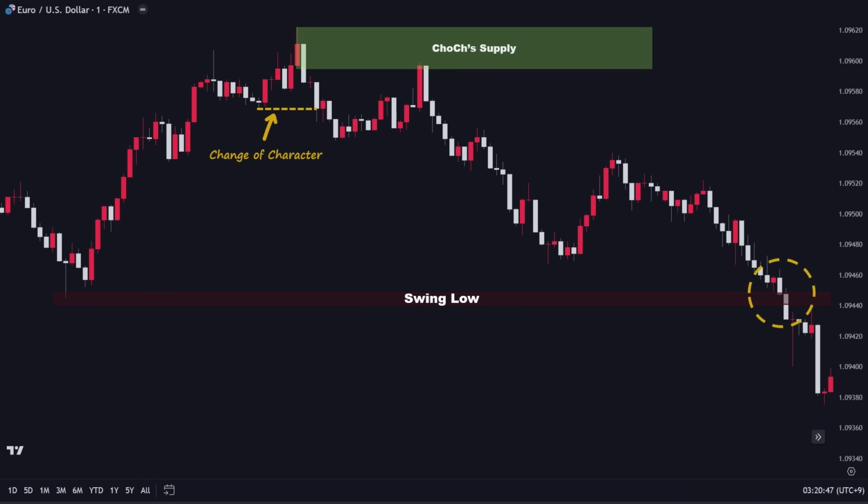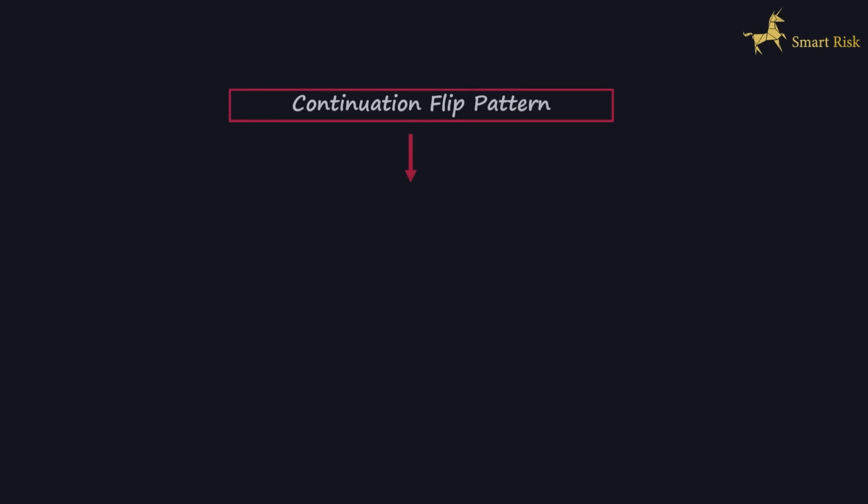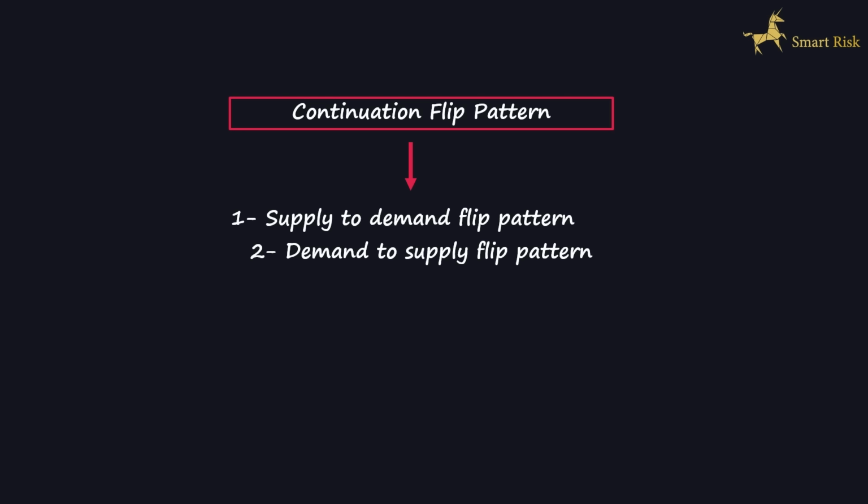Now that we have covered the reversal flip pattern in detail, let's delve into the specifics of the second type of flip pattern, the continuation flip. The continuation flip pattern can be categorized into 2 types, the supply to demand flip pattern and the demand to supply flip pattern. So let's start with supply to demand flip.